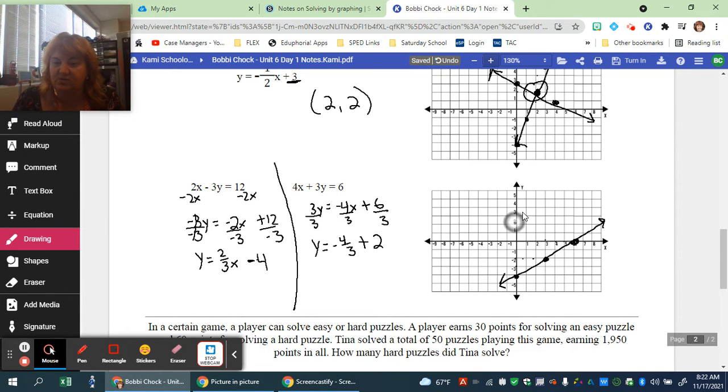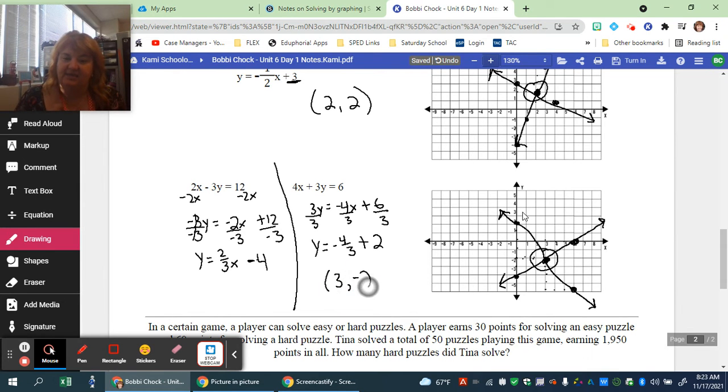Starting on 2. 1, 2, 3, 4. 1, 2, 3. Look, I already have my intercept. 1, 2, 3, 4. 1, 2, 3. And go on down. There we go. There's my point. So it's 3, negative 2.